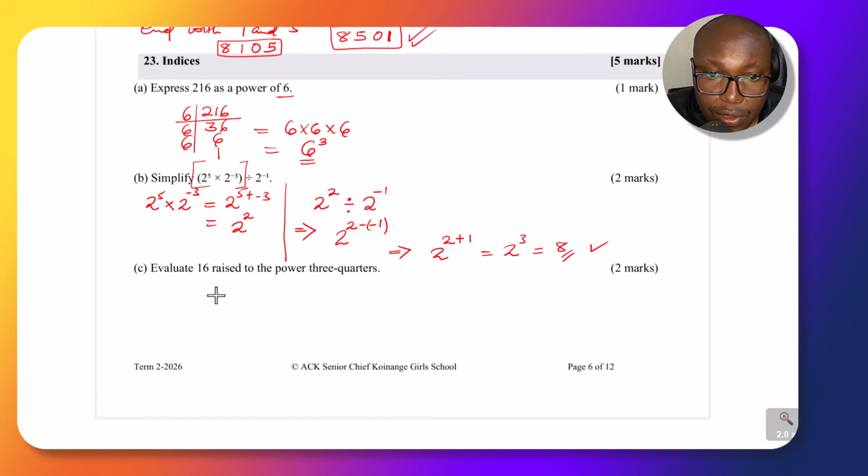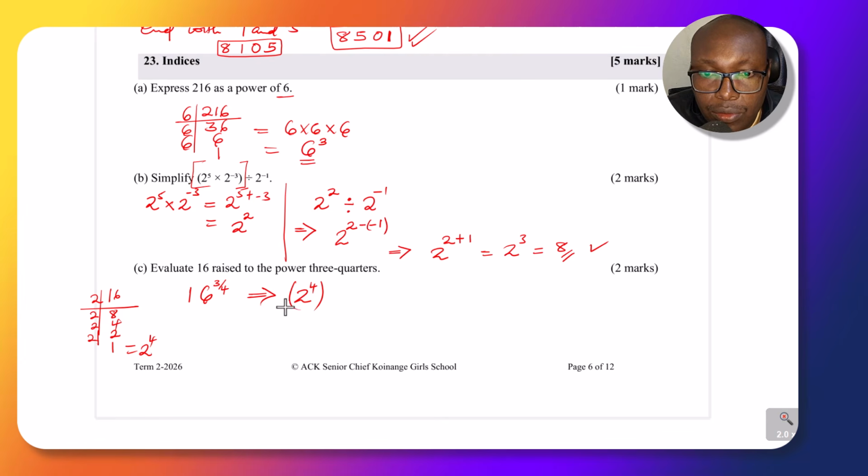Then part C, evaluate 16 raised to power 3/4. You write it like that, and you're supposed to evaluate this. So what you do, you can express 16 in power form with the base of 2. Divide by 2, you get 8. 8 divided by 2, you get 4. Then 4 divided by 2, you get 2. Then 2 divided by 2, you get 1. So this will give 2 to power 4, 2 times 2 times 2 times 2. So 16 is 2 to power 4.